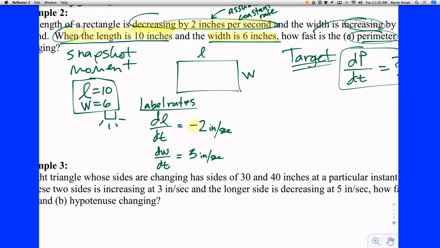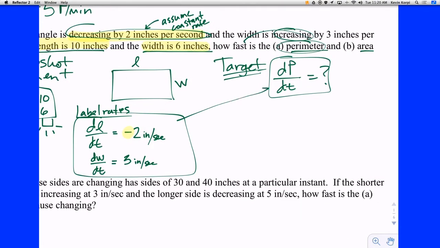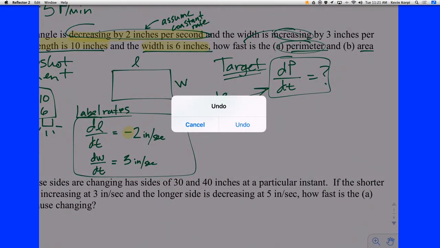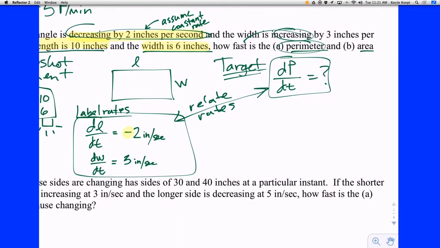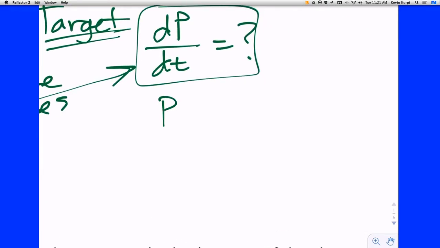So we now have these rates of change labeled, and here's where the problem gets its name. We would like to relate those rates to each other in this problem. We know they're changing at a rate related to each other. We want to relate the rates, but before we can relate the rates, we have to relate the quantities. So in a rectangle, how do I relate the length to the width to the perimeter? 2L plus 2W. There you go.